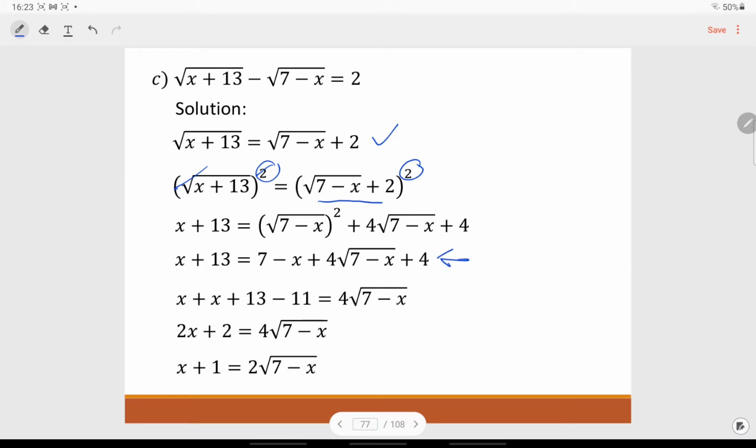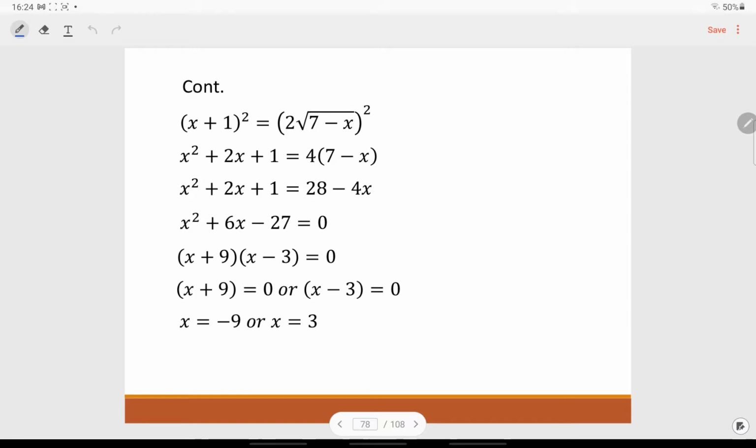In this equation, we rearrange until we put the value with radical sign at one side, and put all the value without radical at the other side. Then we simplify, and we come out with this equation. As usual, we put square at both sides. Why? Because we want to eliminate the radical sign. So we come up with this equation, which can be simplified until we get the value for x. So we have x equal to -9 and x equal to 3.